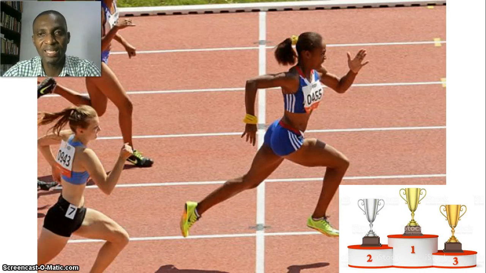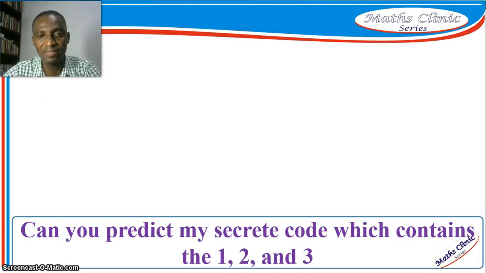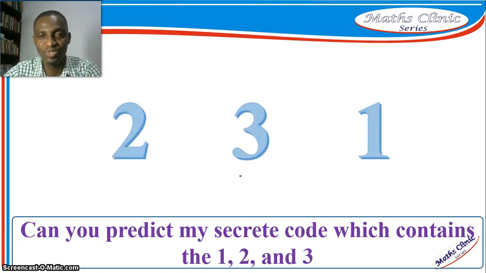So like we said earlier, in permutation, position matters, so first, second, third is very important to us. Now, before we continue, I want you to predict my secret code, which contains the numbers 1, 2, and 3. Just one number, and it must contain 1, 2, 3. All right, I'm sure you came up with one. If yours was 2, 3, 1, that means you won.